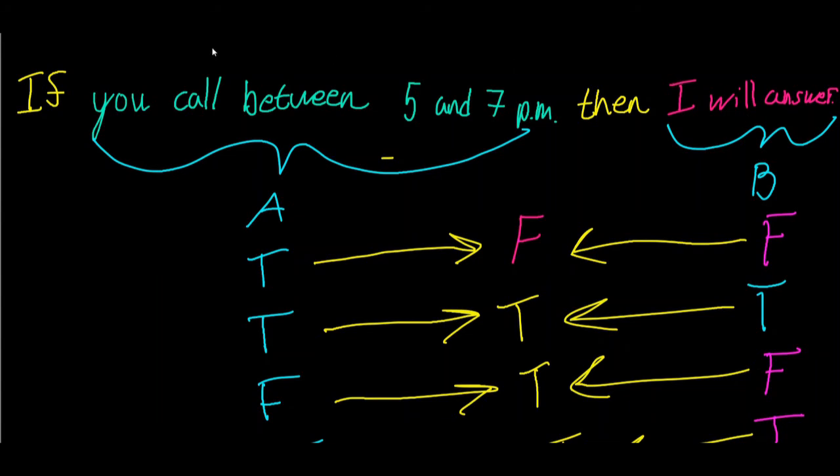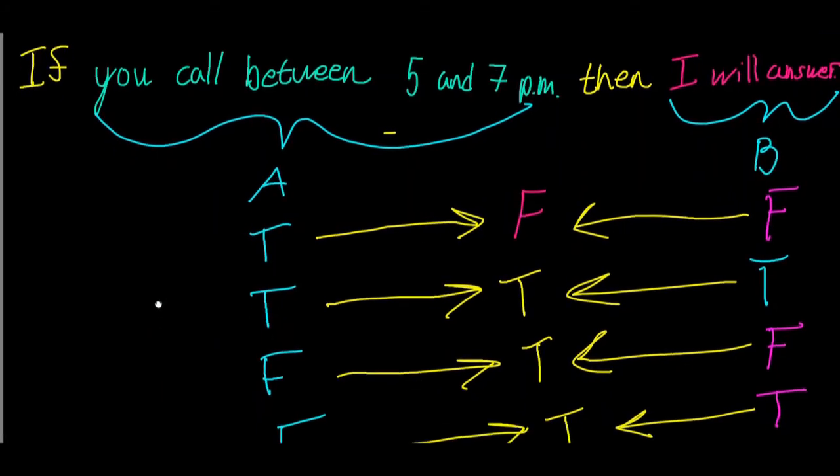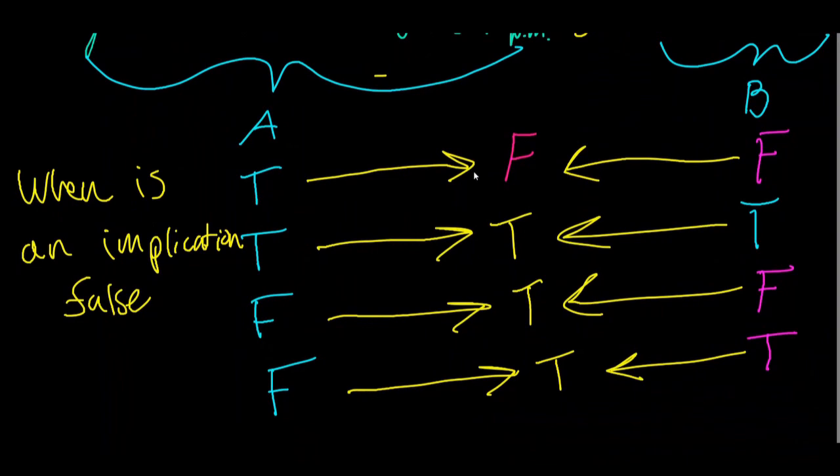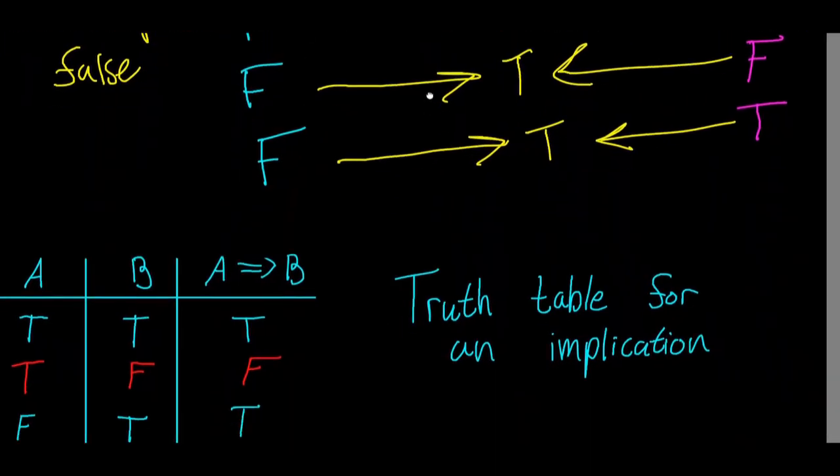That is, the entire statement becomes false. This entire implication becomes false if you do call me between 5 and 7 and I don't answer. And in fact, that's the only situation where this entire statement is false. So this answers our question, when is an implication false? And this combination of truth values of A and B and the resulting truth value of the entire statement, if you call me between 5 and 7 p.m., then I will answer, that is the entire implication. This combination and resulting truth values of the implication generalize to all implications.